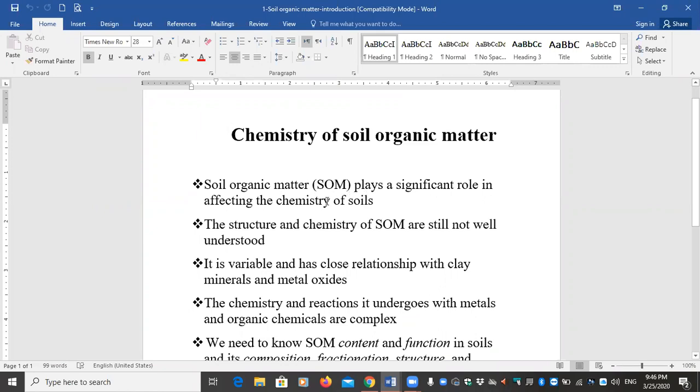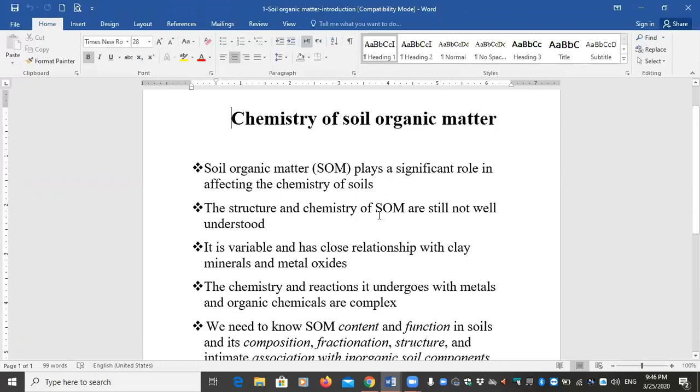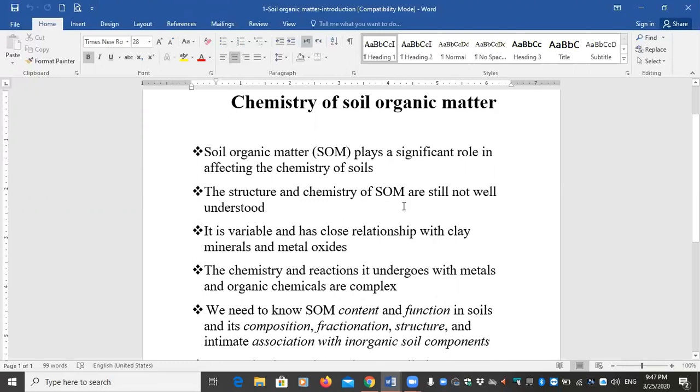Soil organic matter, SOM, the first letter of each of the words, plays a significant role in affecting the chemistry of soil. It's extremely important for the chemistry of soils. The structure and chemistry of soil organic matter are still not well understood. As much as soil scientists have studied and done a lot of research on the organic matter in soil, there are still some aspects, until today, that are not really very well understood.